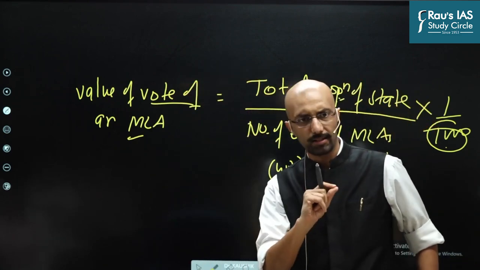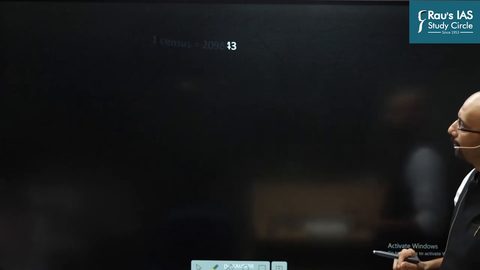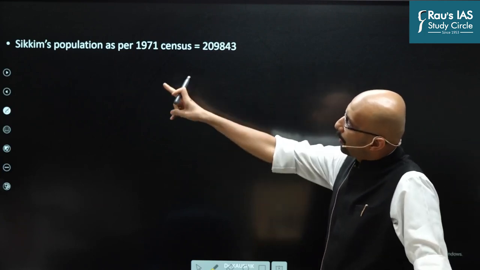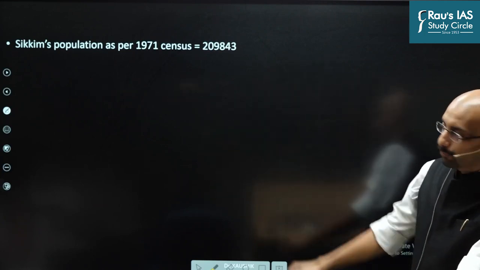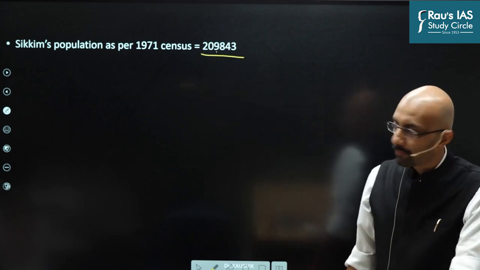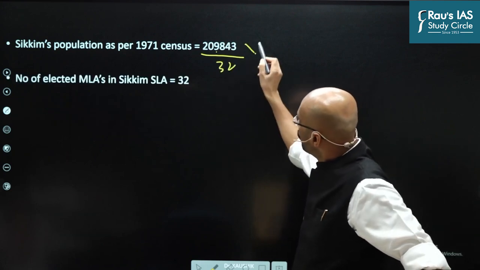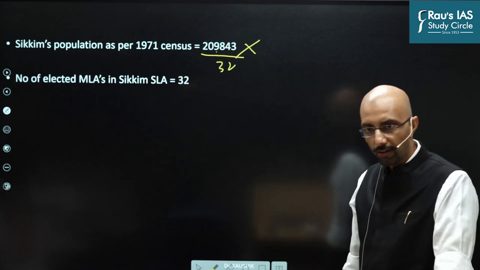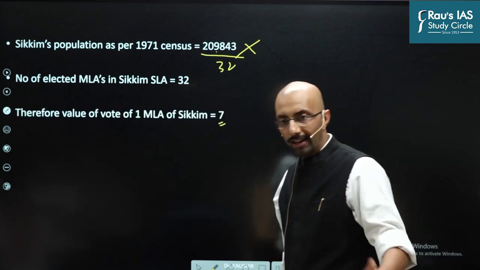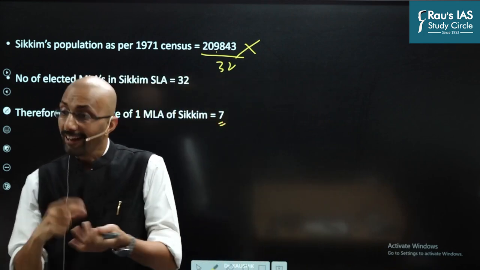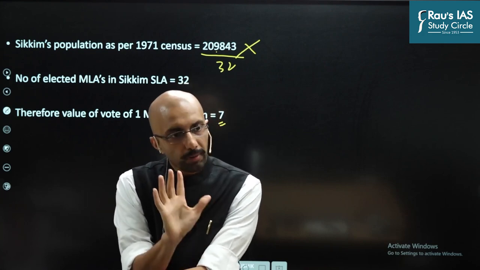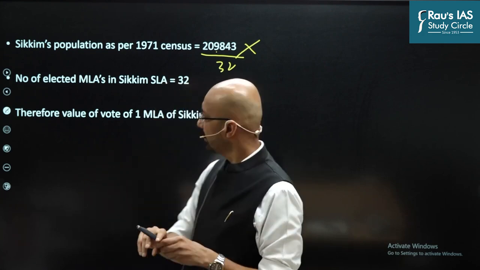Let me show you some examples. Let us take the first example of a very small state of India, Sikkim. Sikkim's population as per the 71 census was this, divided by the number of MLAs, 32, into 1 upon 1000. So the answer is that Sikkim's vote value is 7. So when one MLA of Sikkim casts a vote, the value of that vote is 7. Or you can say every MLA has 7 votes.